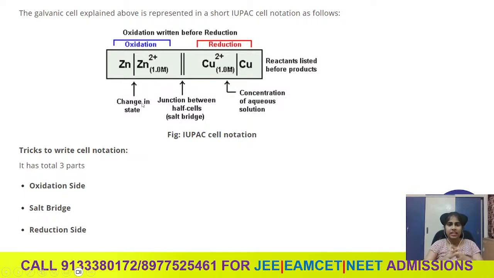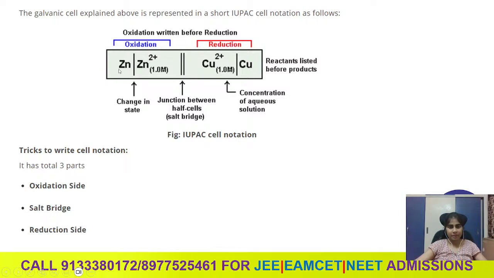Next, here you also need to learn how to write a cell reaction, how to represent a cell reaction. So for this galvanic cell, during oxidation, zinc is converting into Zn+2 and Cu+2 takes 2 electrons and is converting into Cu. Here we need to represent the reaction happening in this galvanic cell in a single step, that is the IUPAC cell notation. Here first we need to represent the oxidation reaction.